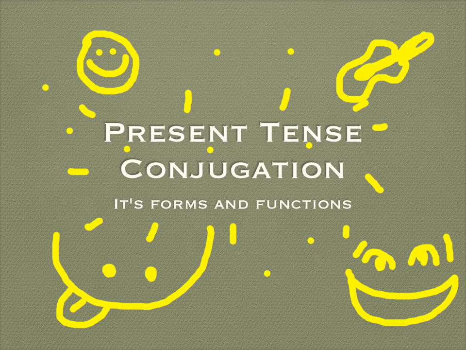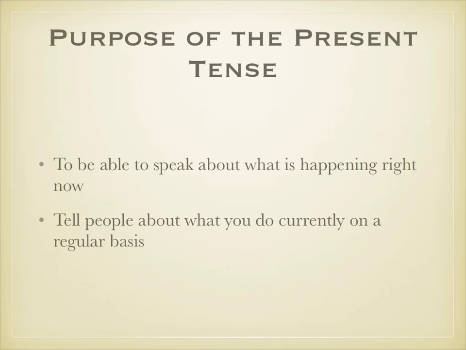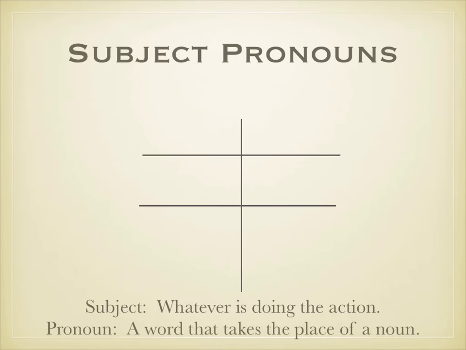The present tense conjugation. So let's take a look and see the purpose of the present tense. We want to be able to use this to speak in the present. Typically, what we find is it tells us what's happening right now, to tell people what you do currently on a regular basis. This is why we want to learn the present tense.